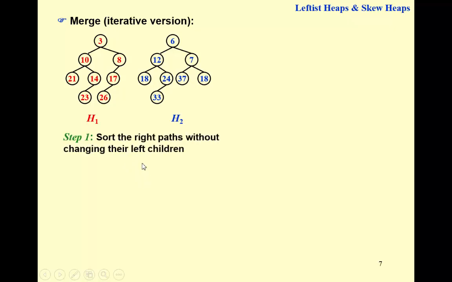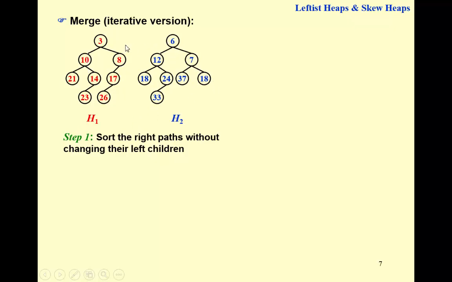Step 1, we just sort the right paths without changing their left children. What does it mean? It doesn't mean we have to apply quicksort to sort the right paths. It's not necessary because we're talking about heaps, right? In any heap, it's guaranteed that all the paths from the root to a leaf node contain a sorted sequence, right? So their right paths are already in sorted order. What we actually do is we just merge the two right paths.